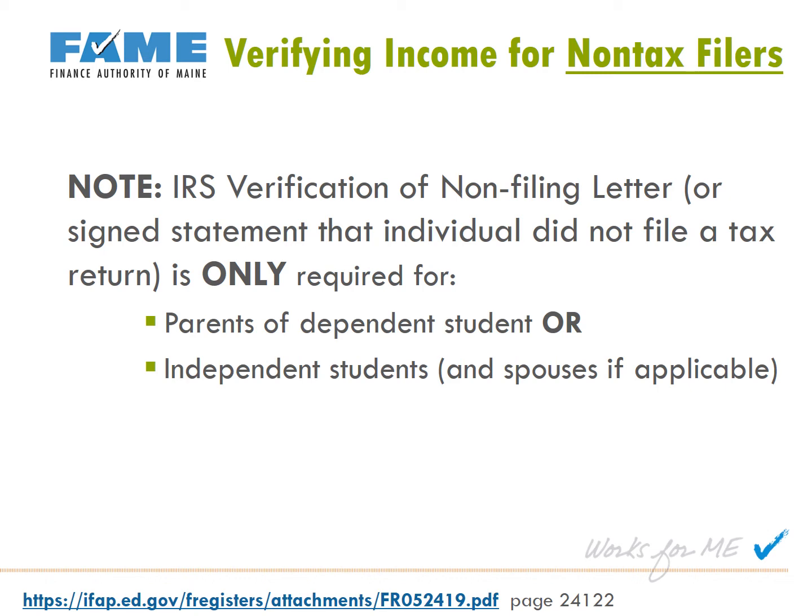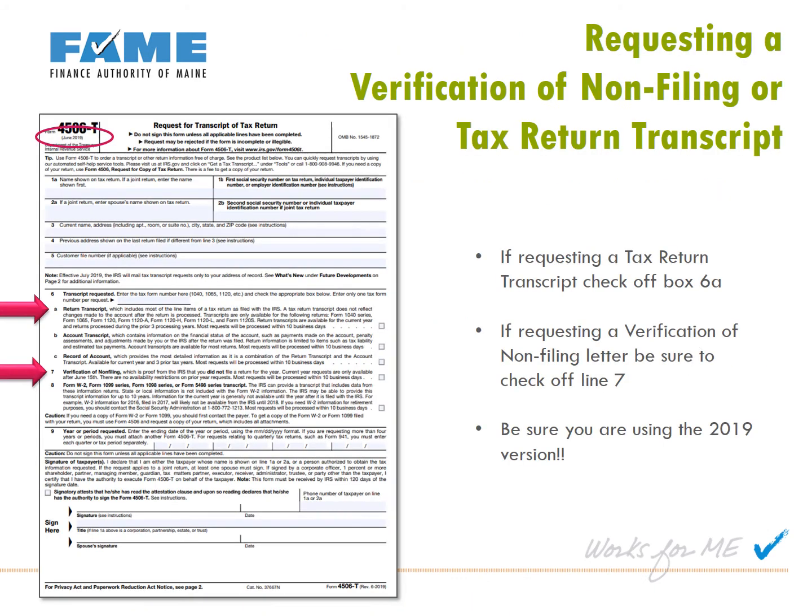Super important to note here, this is only required for parents of dependent students, or independent students and their spouses if applicable. Dependent students do not need to do this. The federal government is not requiring us to do this. This is one hurdle where, if the school is requiring this, you don't need to do it. And it's one more hurdle the student can get through and make this process easier if possible. So something to note there.